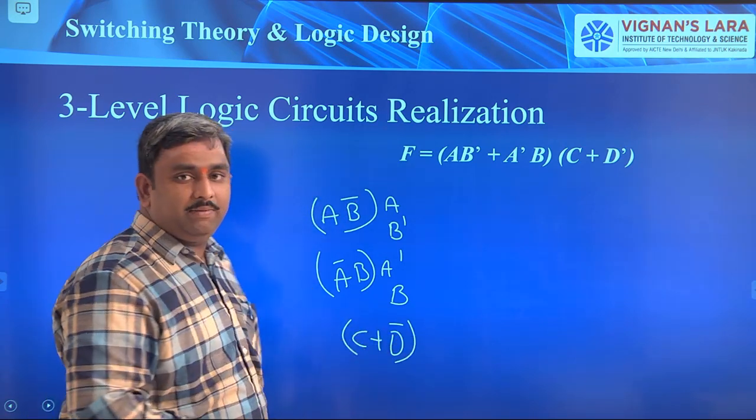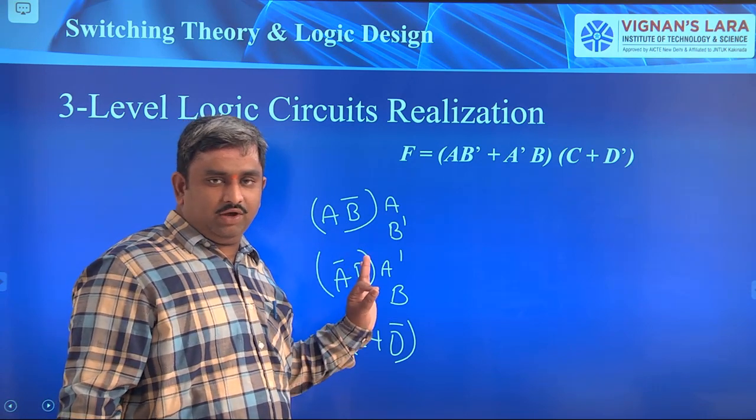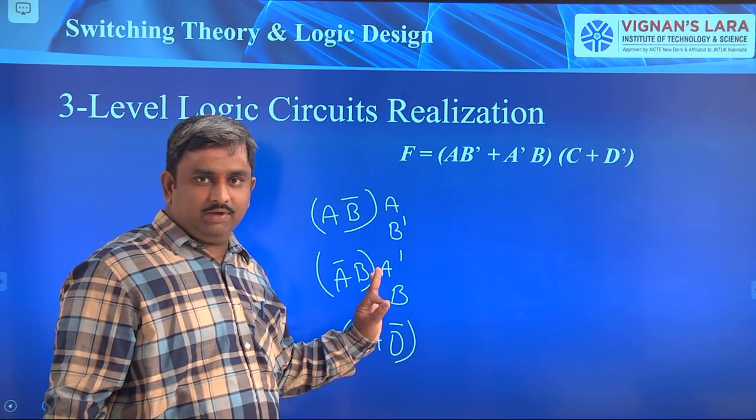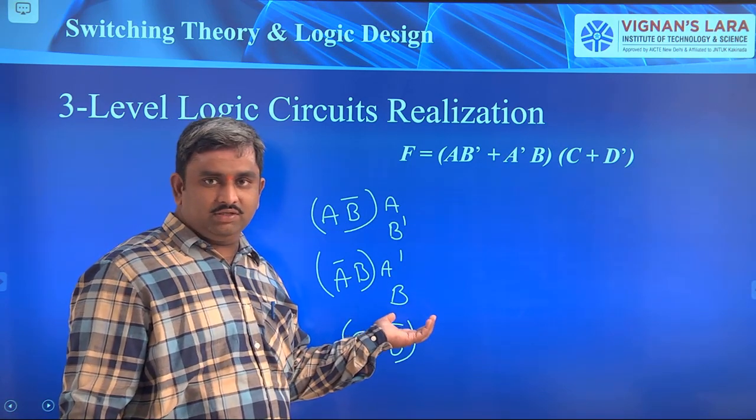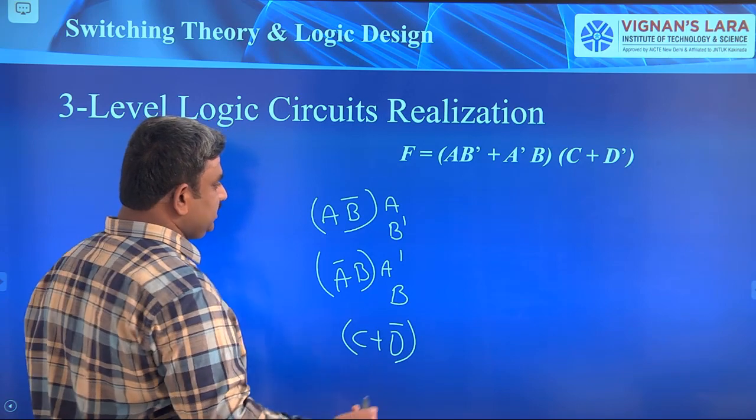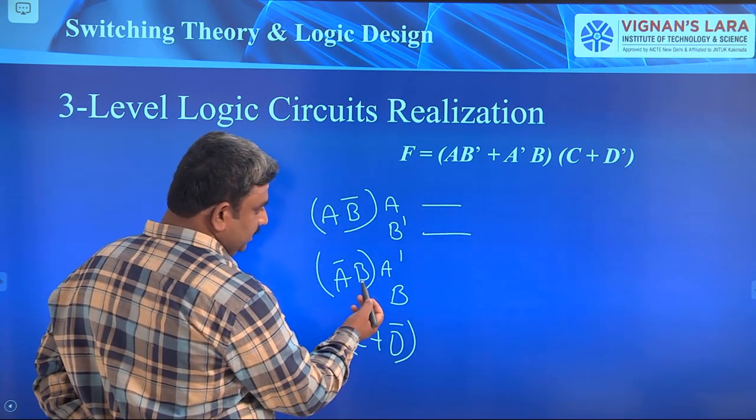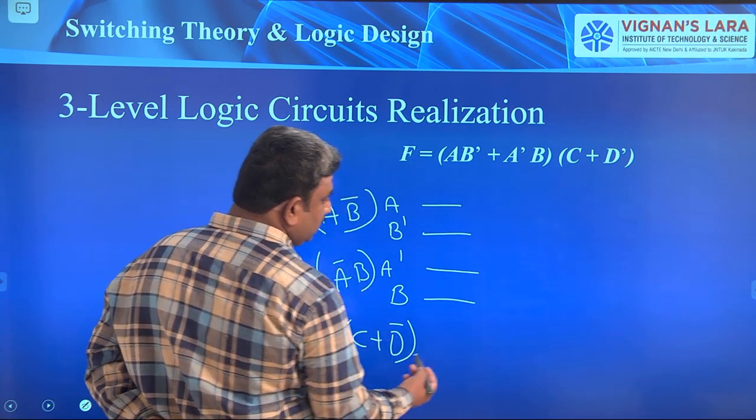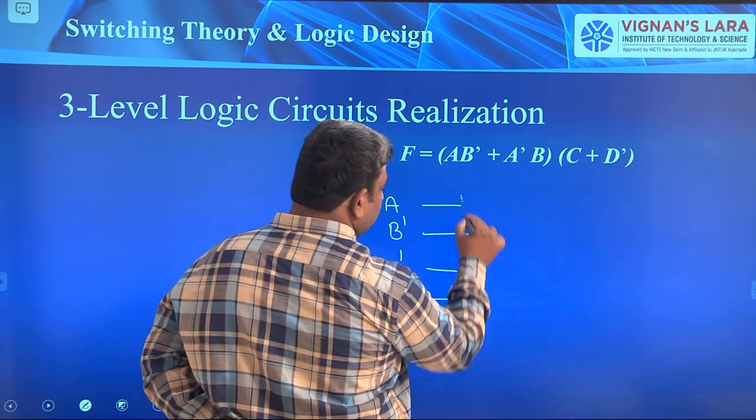Coming to 3-level logic realization, we will now draw the diagram and see how many levels are available in it. First, A B bar. Next, A bar B. So directly I am saying that this is A and this is B bar.